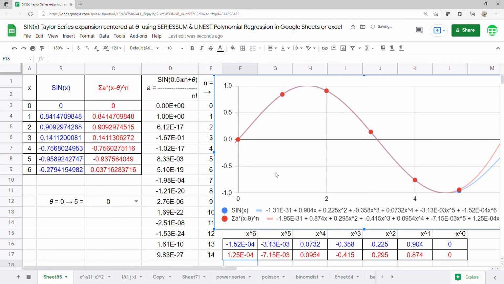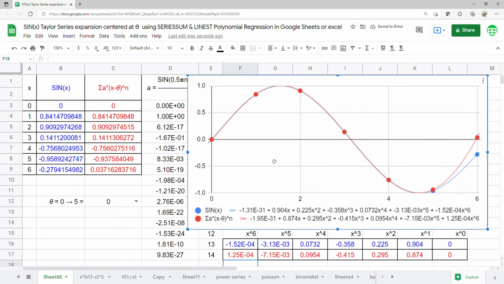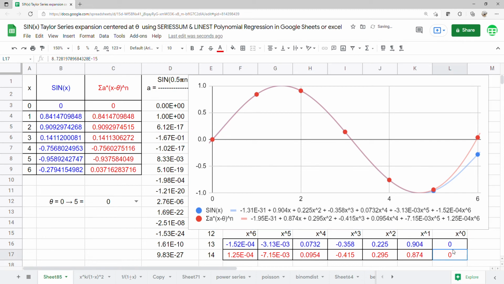Our center is 0. So at center 0, the coefficient of x to the 0, 0. This is 0. 1.3, 1.9 times 10 to the minus 31. Coefficient of x, 0.904, 0.874. Coefficient of x squared, 0.225, 0.295.